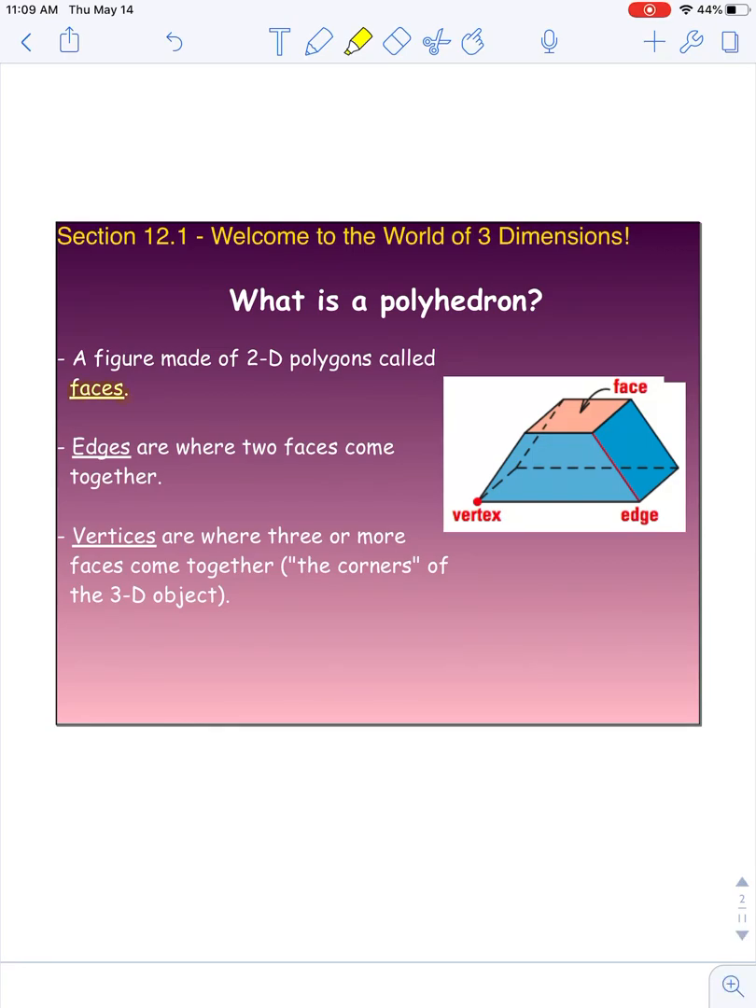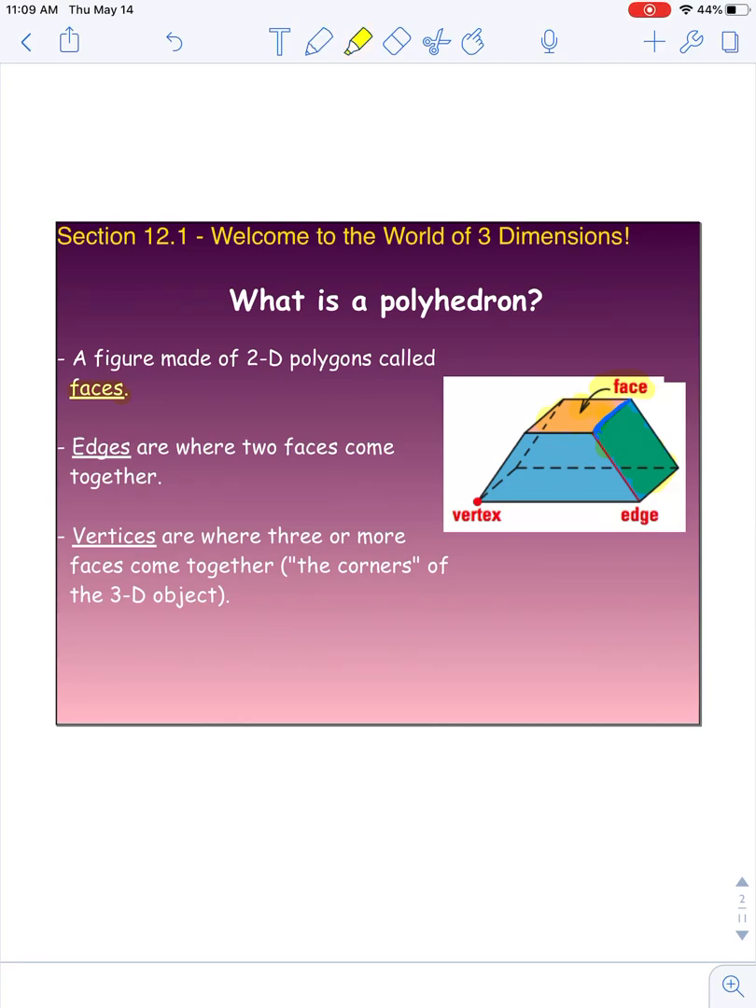Okay, so this right here is a face. And there are many faces in a polyhedron. The edges are where the faces come together. So this face right here and this face right here come together and form an edge right here. The vertices are where three or more faces come together, sort of the corner.